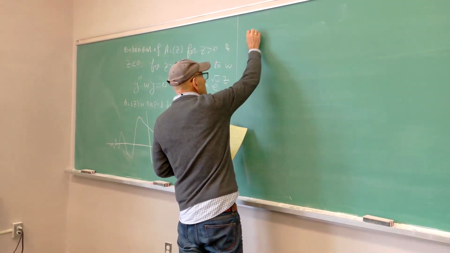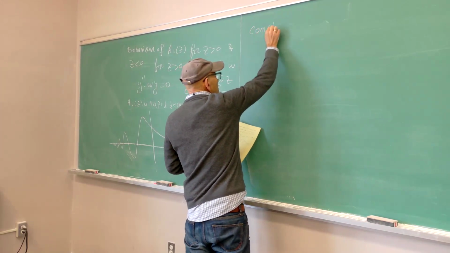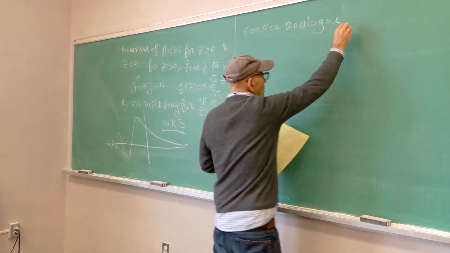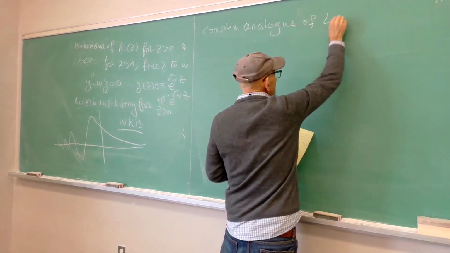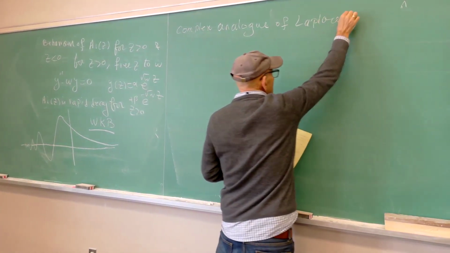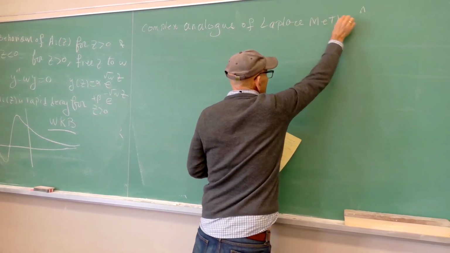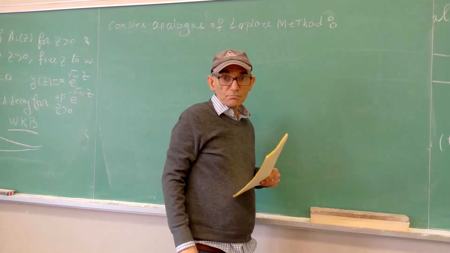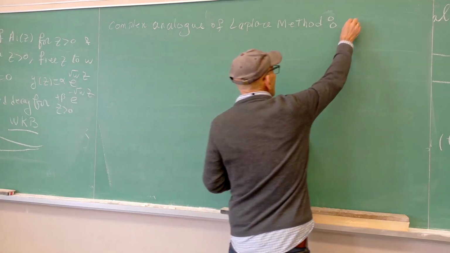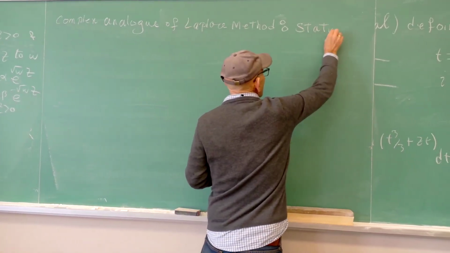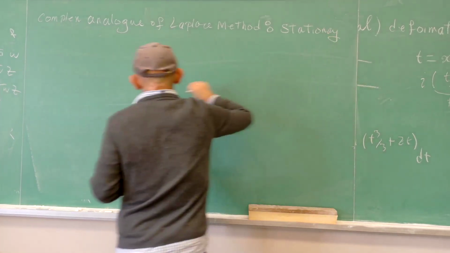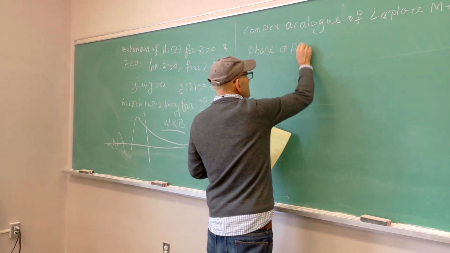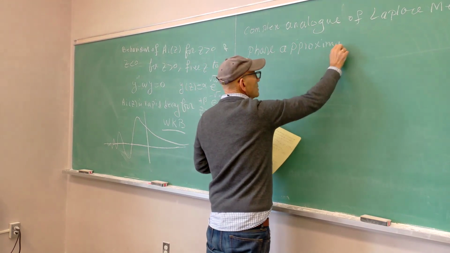So the complex analog. First method. This is called a stationary phase approximation. It is very useful and interesting.